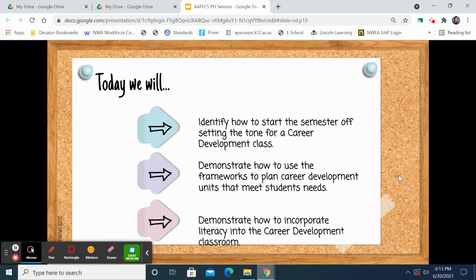Today, we will identify how to start the semester off setting tones for a career development class, demonstrate how to use the frameworks and plan career development units that meet students' needs, and demonstrate how to incorporate literacy into the career development classroom. I know in my district and across the state, literacy and reading is a huge push, and so I try to incorporate that into my classroom as much as possible.